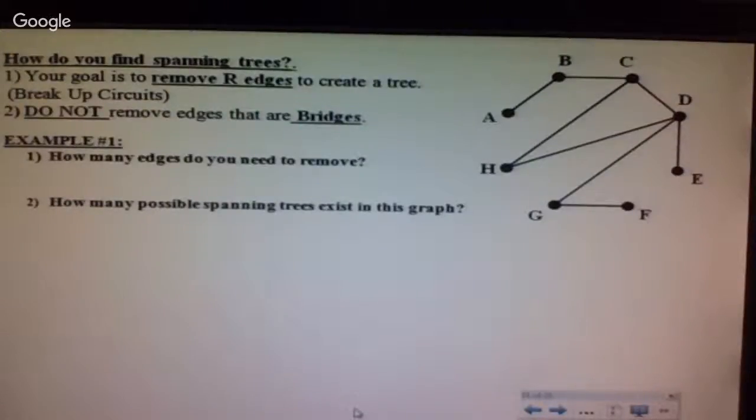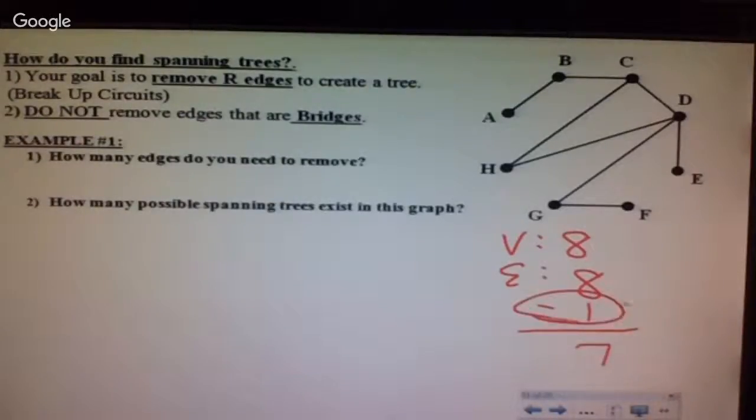So the first thing you're going to need to do is figure out how many edges do I need to remove. So just like we did with the other one, how many vertices do I have in this picture? 8. How many edges do I have in this picture? 8. How many do I need to remove to get this down to 7? 1. I need to remove 1. So that's your redundancy.